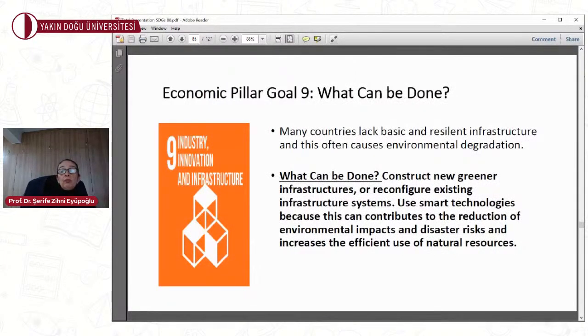Okay, what can we do? Many countries lack basic and resilient infrastructure, and this causes environmental degradation. Therefore, what do we have to do? Construct newer, greener infrastructure, or reconfigure the existing infrastructure systems. Use smart technologies because this can contribute to the reduction of environmental impacts and disaster risks and increase the efficient use of resources.